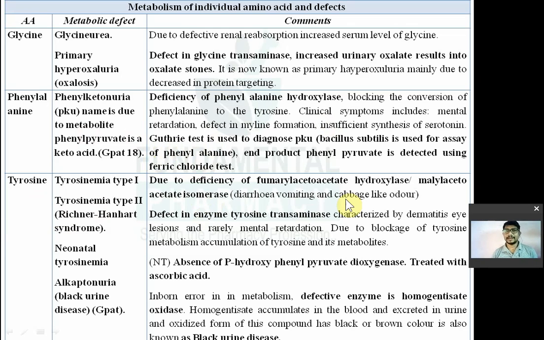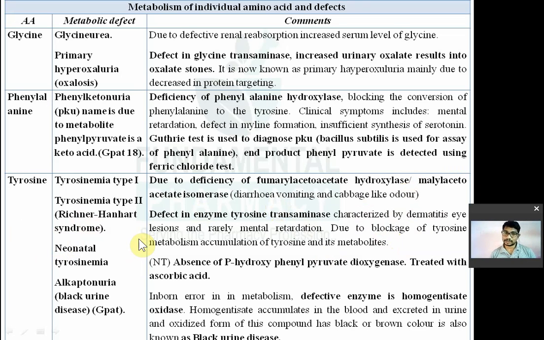Then tyrosinemia type 2, known as Richner-Hanhart syndrome, defect in the tyrosine transaminase enzyme. Then neonatal tyrosinemia, that is due to absence of the enzyme para-hydroxyphenylpyruvate dehydrogenase. This enzyme defect occurs normally in neonates or children, and that's why ascorbic acid is used to treat this disease.